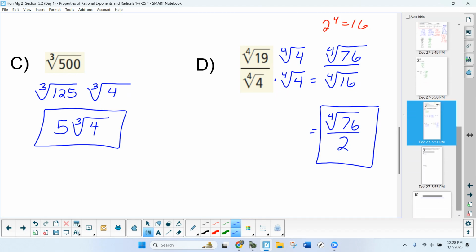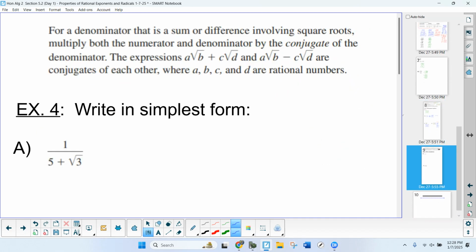All right, last two. If the denominator is a sum or difference involving square roots, you multiply both the numerator and the denominator by the conjugate. Okay? Remember, what's the conjugate of 5 plus the square root of 3? 5 minus the square root of 3. Whatever you give to the bottom, you have to give to the top.